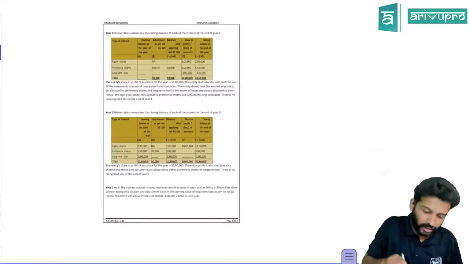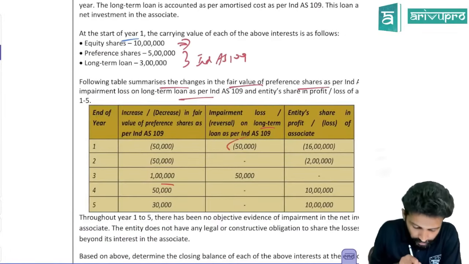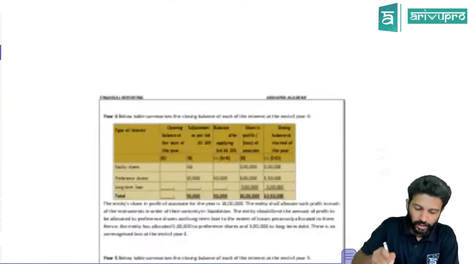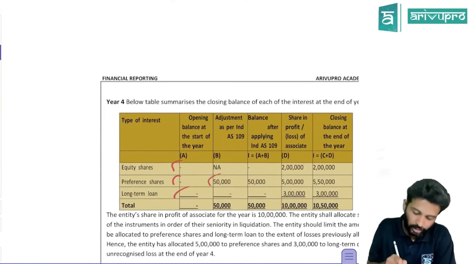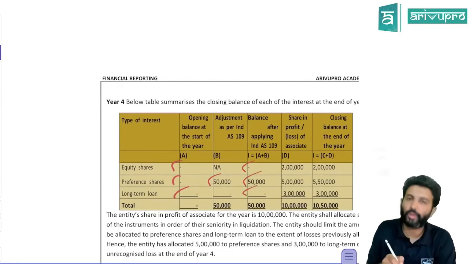This is the third year's closing. The third year's closing will become the fourth year's opening. So check in the fourth year again what happened. In the fourth year, again there is a fair value increase of preference shares of 50. Here there is nothing. So here preference shares is increased by 50. So its revised balance here is: equity shares is still 0, preference shares is 50, long term loan is still 0.